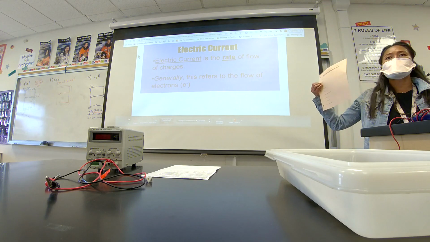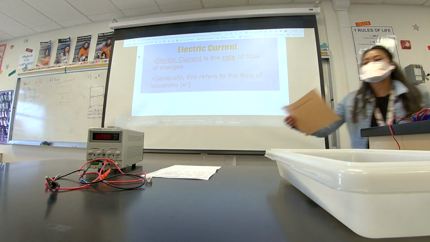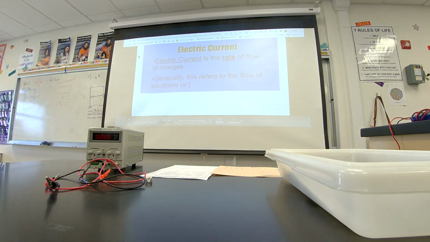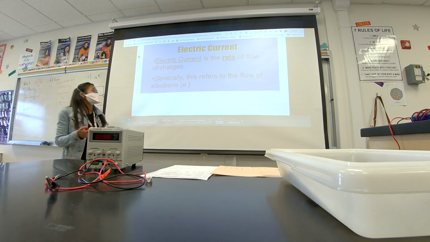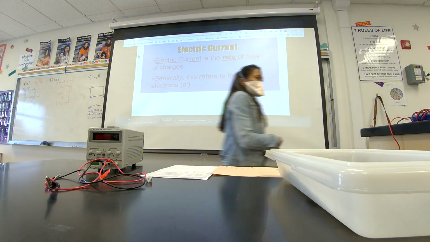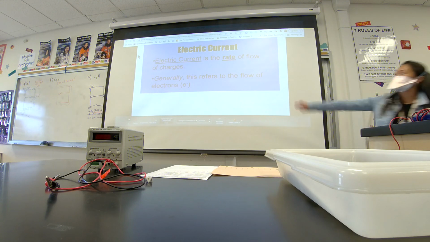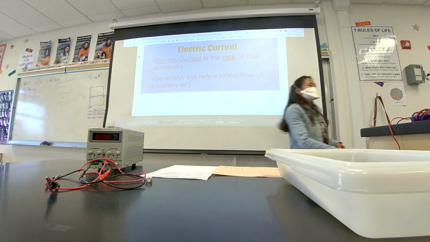The rate of flow of charges. When you think about a current, generally we use it in terms of the current in a river, right? How fast the water flows or how slow the water flows. So the rate of charge flow is very similar to the rate of water flow in a river, except this time it's the flow of electrons rather than water particles. So you can think of those water particles as electrons. I'm just going to go into more detail about charges, but this is the main definition right here.